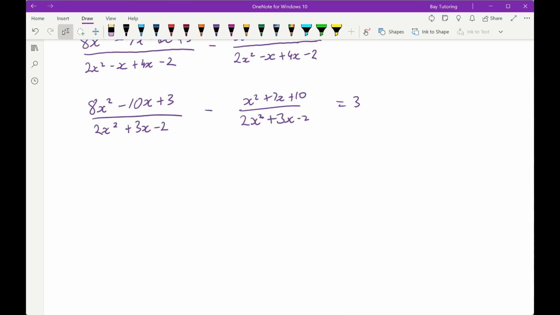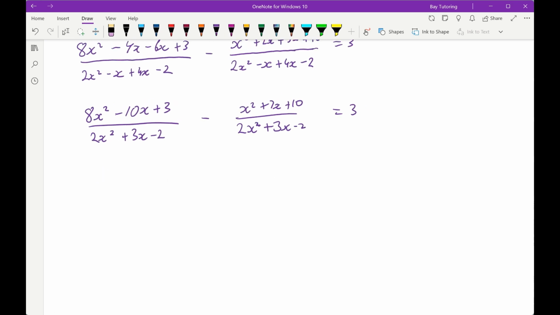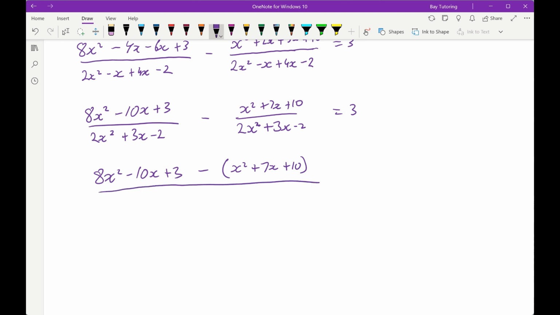Underestimated how much working out there is in this question. Okay, so we will go 8x squared minus 10x plus 3. Now I've got to be careful here. I'm going to do this because we've got to make sure we do the negative of everything that is in this second fraction. Now in this case everything's positive, so they'll all just become negative, but sometimes you have a mixture and then you've got to be careful with double negatives and things.